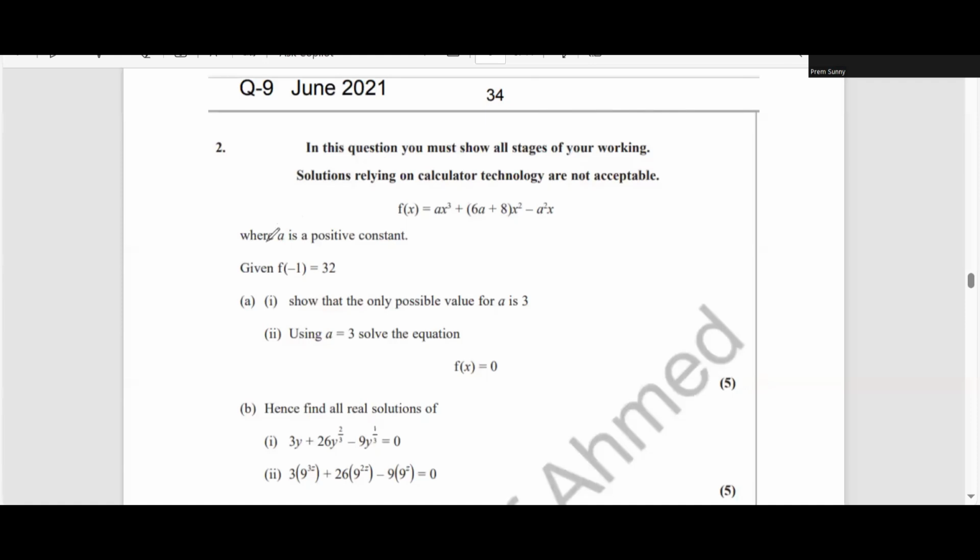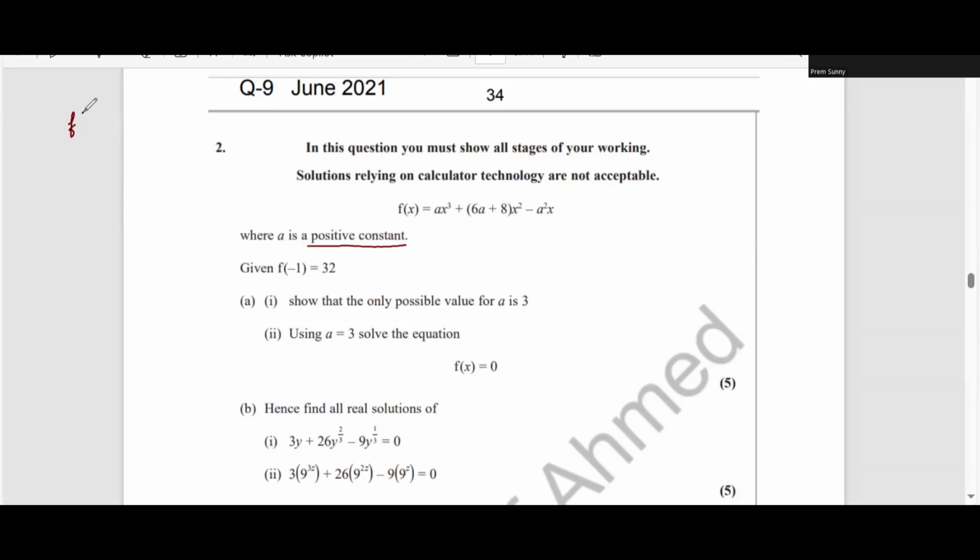Hi, welcome back. In this video, we are going to discuss June 2021 Pure Math 1 Quadratics. f of x is given as ax cubed plus (6a plus 8)x squared minus a squared x, where a is a positive constant. That means when we find the value for a, it should be a positive answer. It is also given that f of minus 1 is equal to 32.